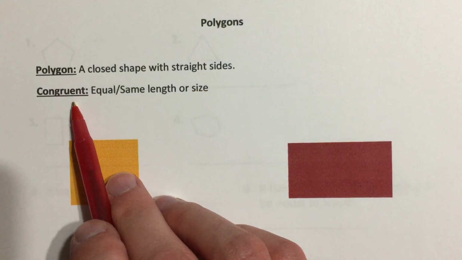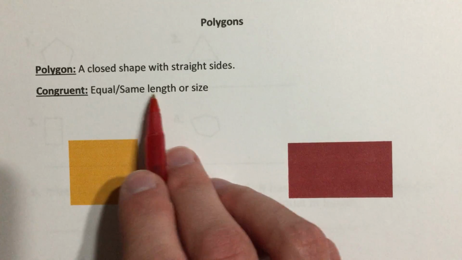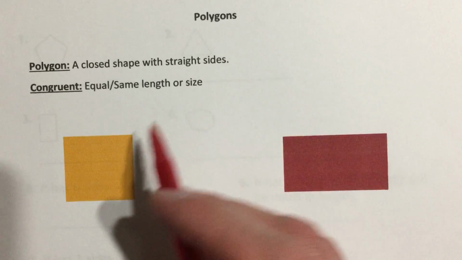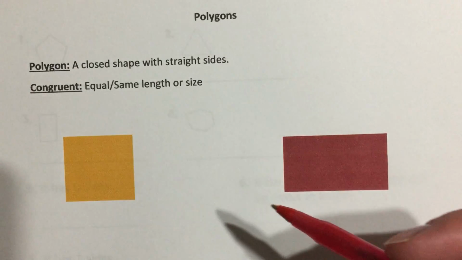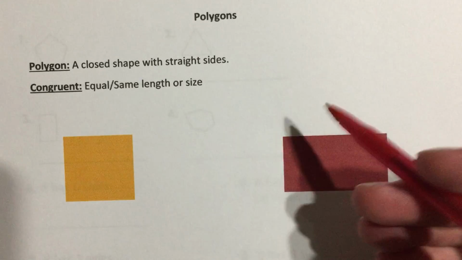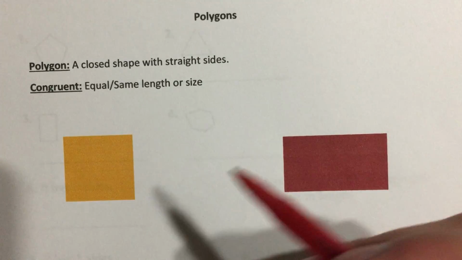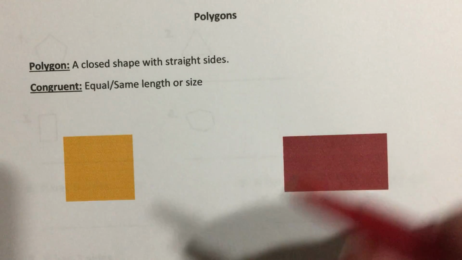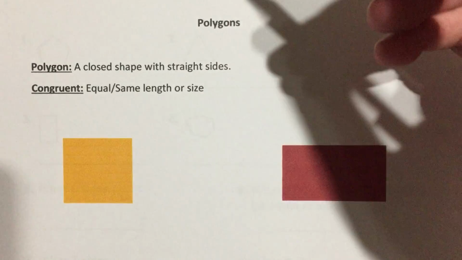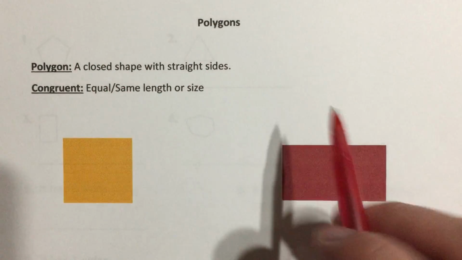The other word is congruent. Okay? Congruent means equal or same length or size. So congruent sides would be the same length sides. Congruent angles, which we'll talk about at a later point in time. I'm not going to worry too much about angles right now, but congruent angles would be the same measure of an angle, the same size angle. So congruent, basically the equal or the same. But first of all, polygons.